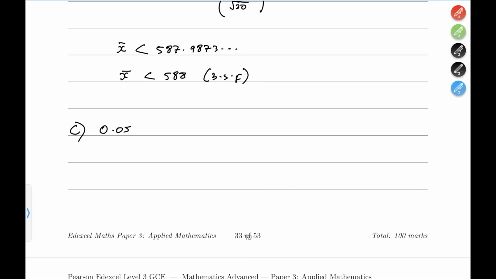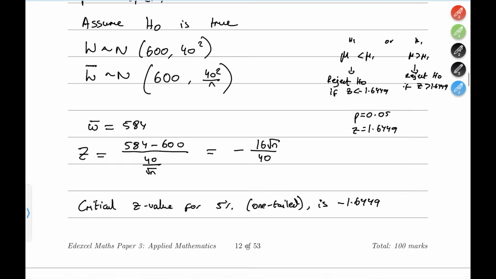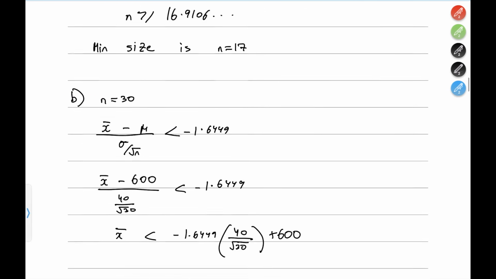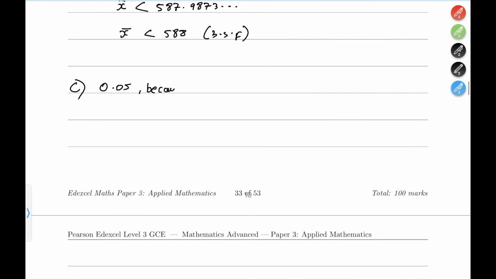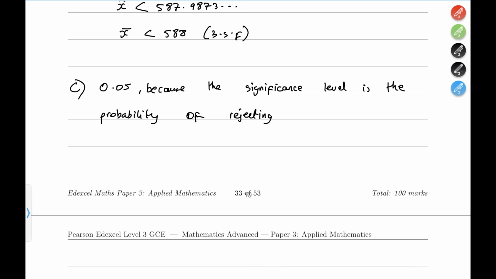And that's not a coincidence, because you should know that the significance level is the probability of incorrectly rejecting the null hypothesis when it is true. So I'm going to give an explanation, even though you just have a given answer, because it doesn't ask for an explanation, but it will be 0.05 because the significance level is the probability of incorrectly rejecting H0, or probability of rejecting H0 when it is true.